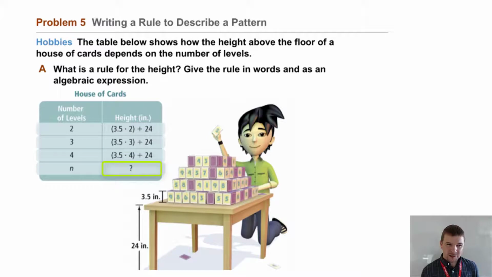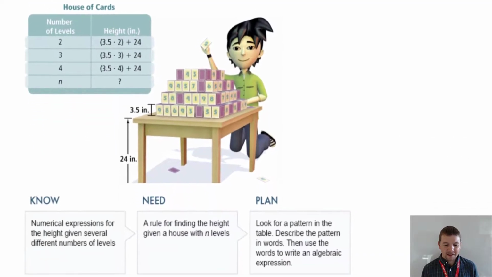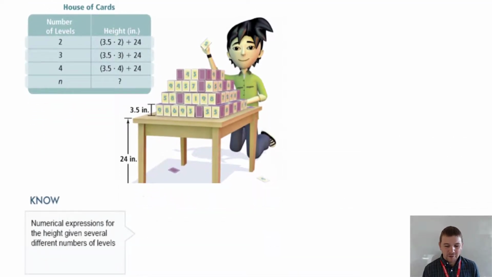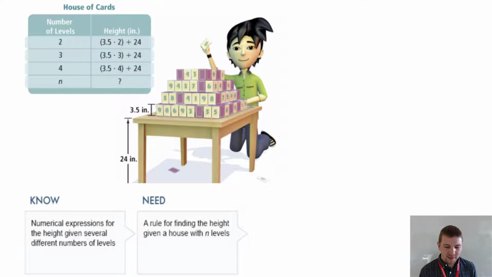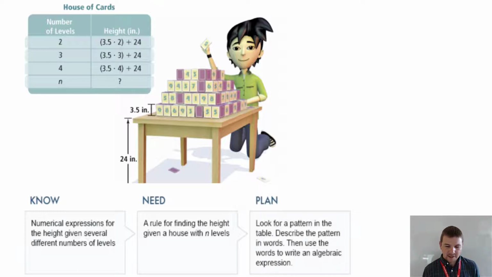And finally, the question is, what expression would we use to represent the height of n levels of cards? So as we work, consider what you know. We know numerical expressions for the height given several different numbers of levels. Consider what we need. We need a rule for finding the height given a house with n levels. So our plan, look for a pattern in the table. Describe the pattern in words, then use the words to write an algebraic expression.